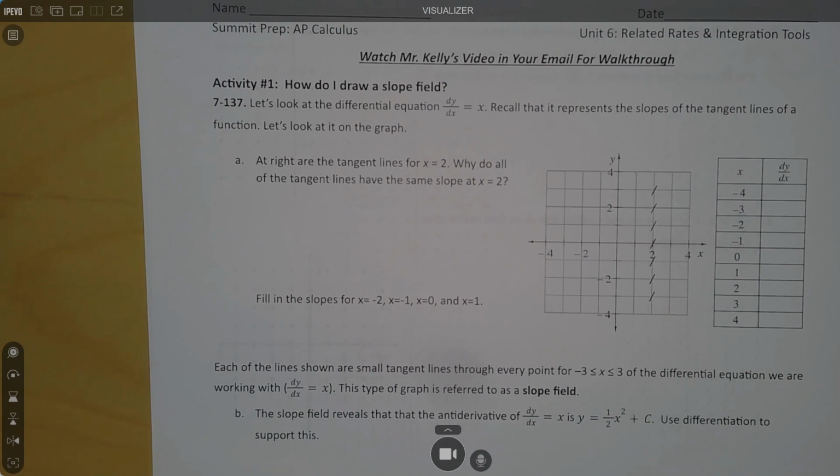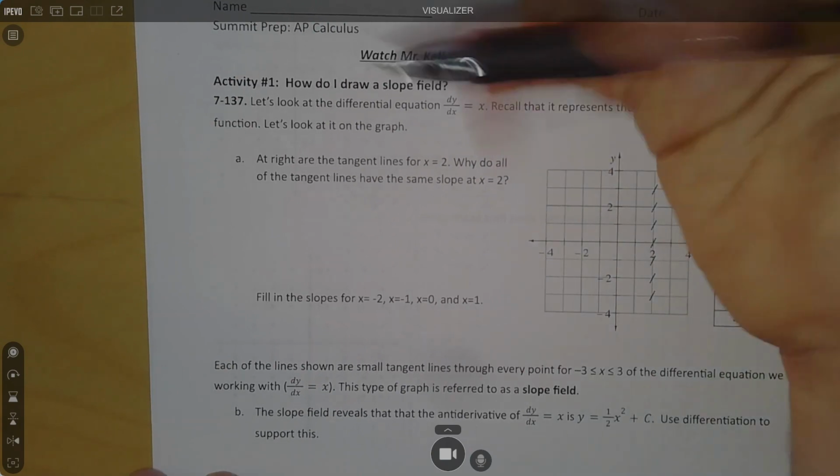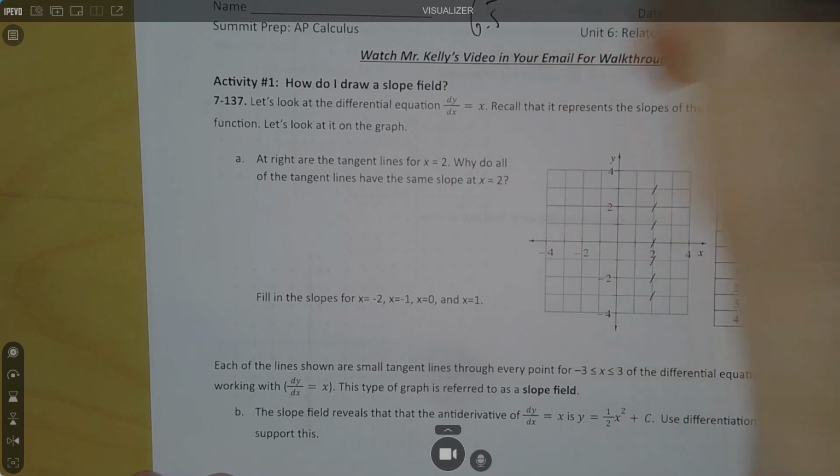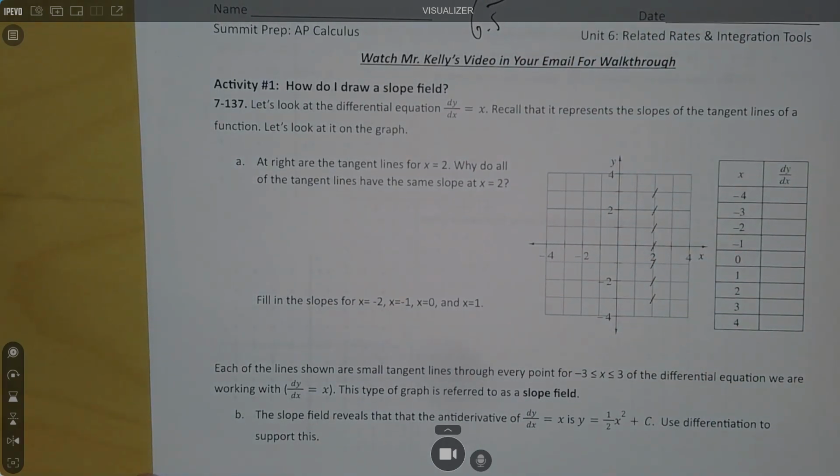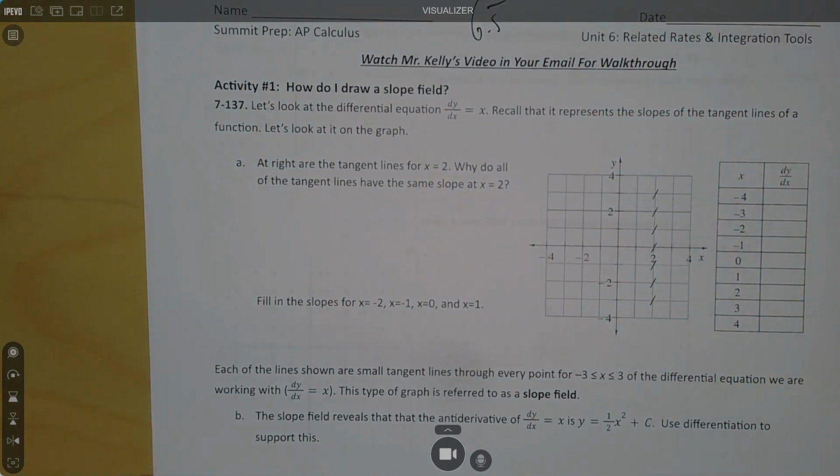Okay, we're gonna get started here. This is the lesson 6.5 notes and walkthrough for slope fields. So we're on the last lesson of Unit 6.